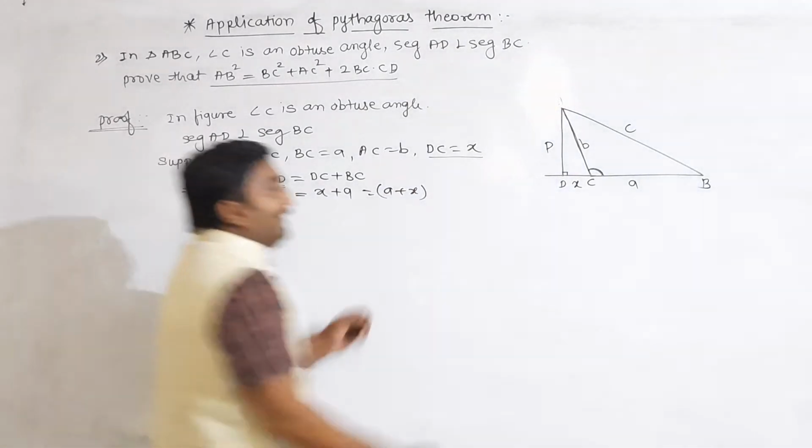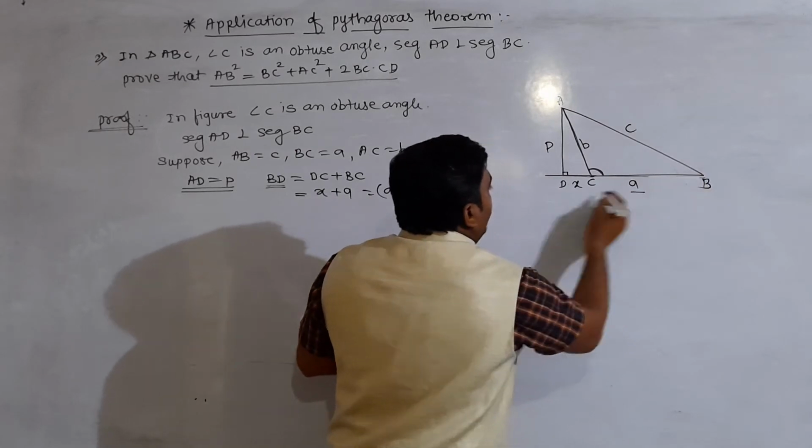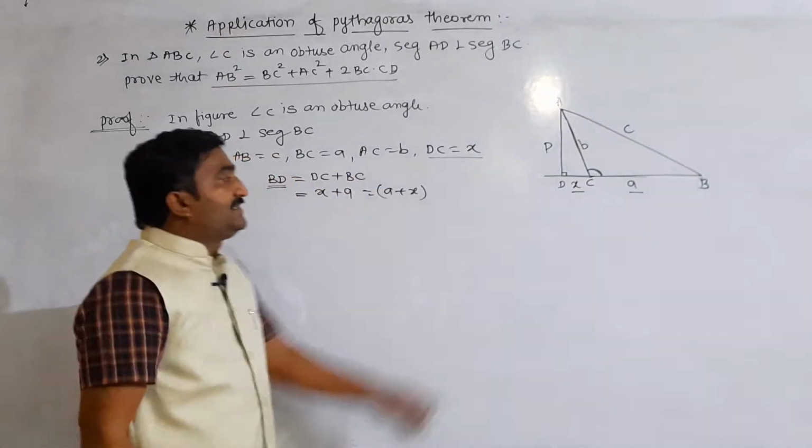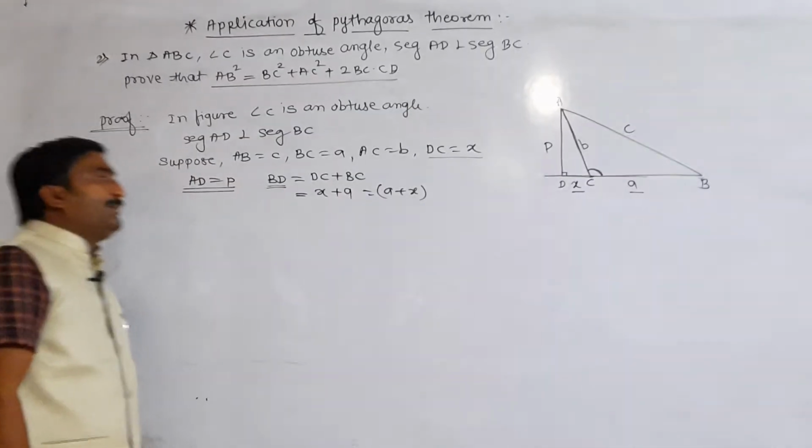या ठिकाणी BD जर बघितलं तर DC प्लस BC करावी लागेल. DC ची व्हॅल्यू X आहे आणि BC ची व्हॅल्यू A. मग या ठिकाणी काय येणार, A plus X.